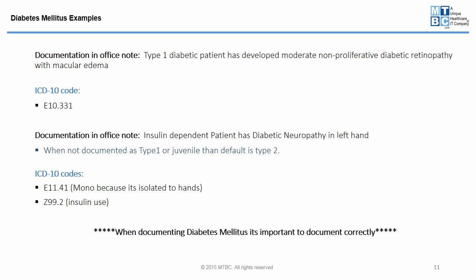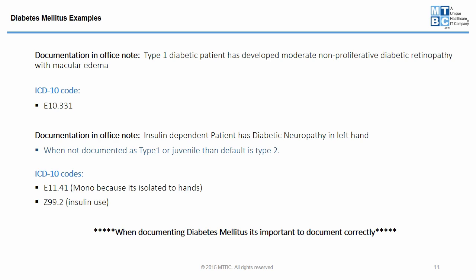So type 1 diabetic patient has developed moderate non-proliferative diabetic retinopathy with macular edema. If they don't have macular edema, you document without macular edema. The ICD-10 code would be E10.331 for a patient that has type 1 diabetes with moderate non-proliferative diabetic retinopathy with macular edema.